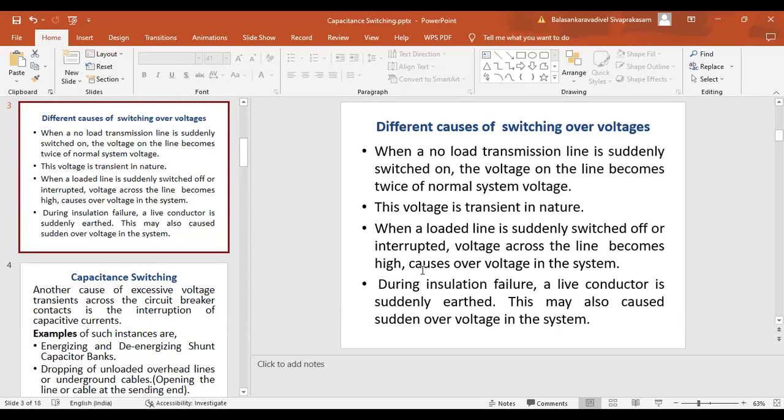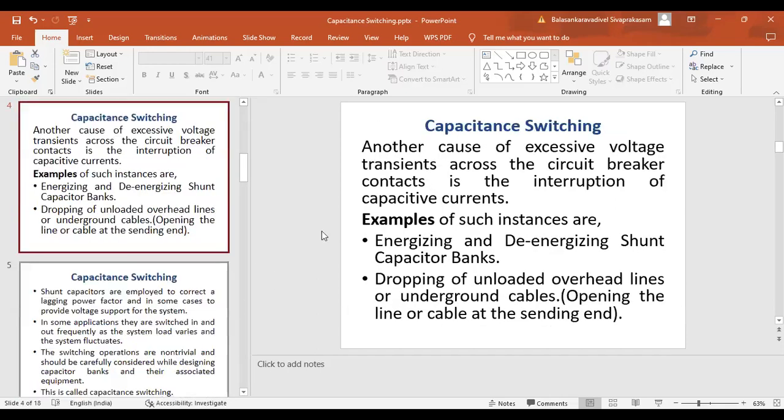In this, I have already discussed inductance switching, that is current chopping. Today I am going to discuss capacitance switching. Another cause of excessive overvoltage transients in the power system is capacitance switching. Such capacitance switching may occur while energizing and de-energizing shunt capacitor banks and switching of unloaded overhead lines or underground cables, etc.